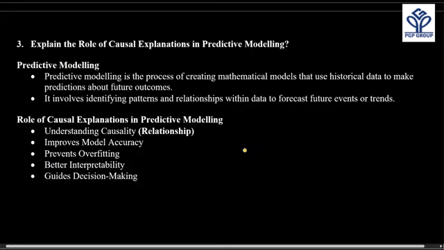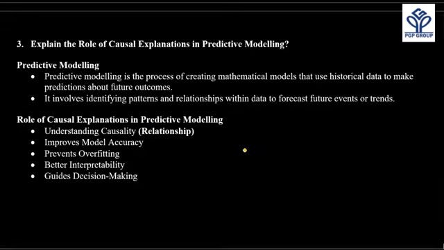Question number 3. Explain the role of causal explanations in predictive modeling. We must first know what predictive modeling is, then we can find the role of causal explanations in it. Generally, predictive modeling is a system or a model or a software, whatever it could be, that uses historical data to predict the future. You can forecast things. This is called the predictive model.